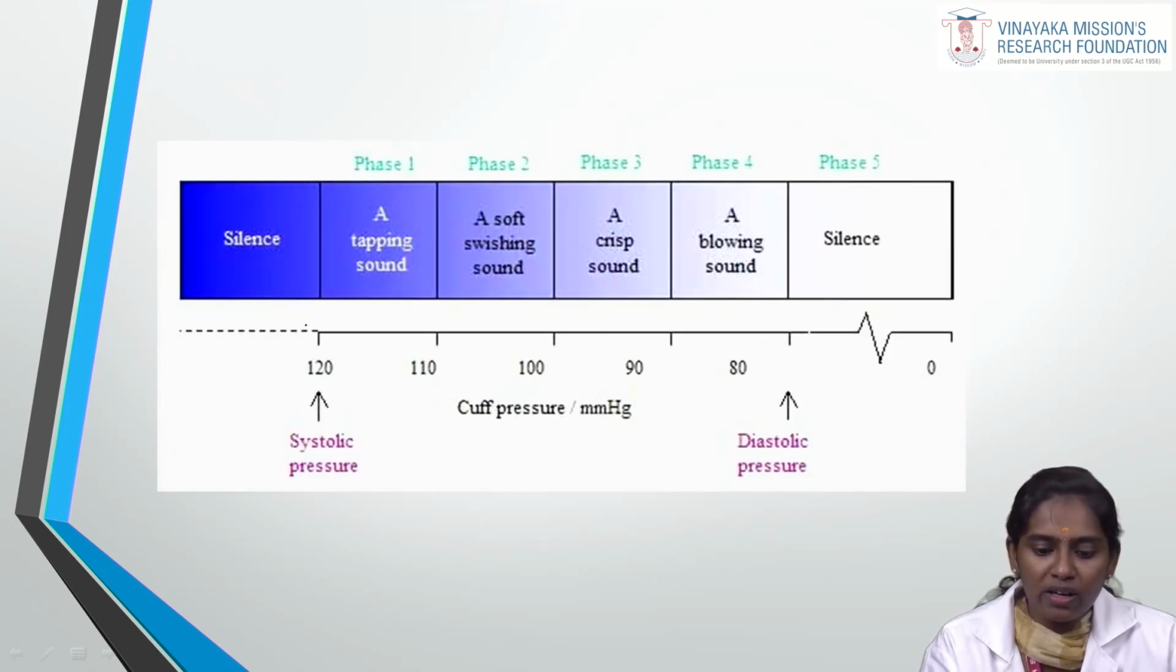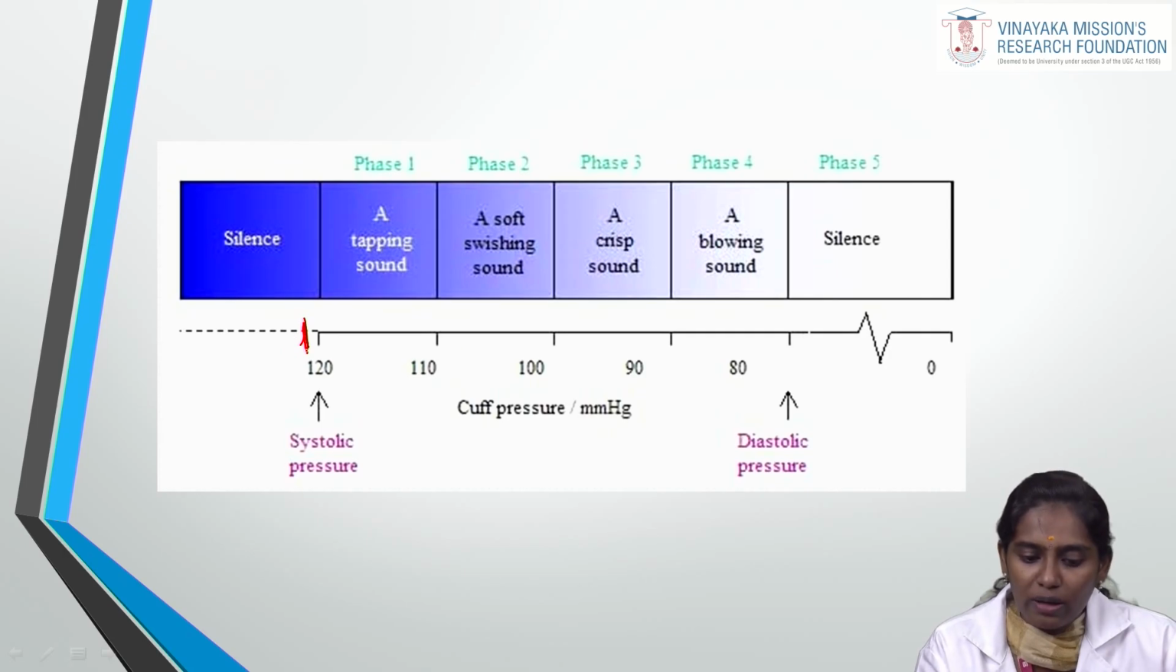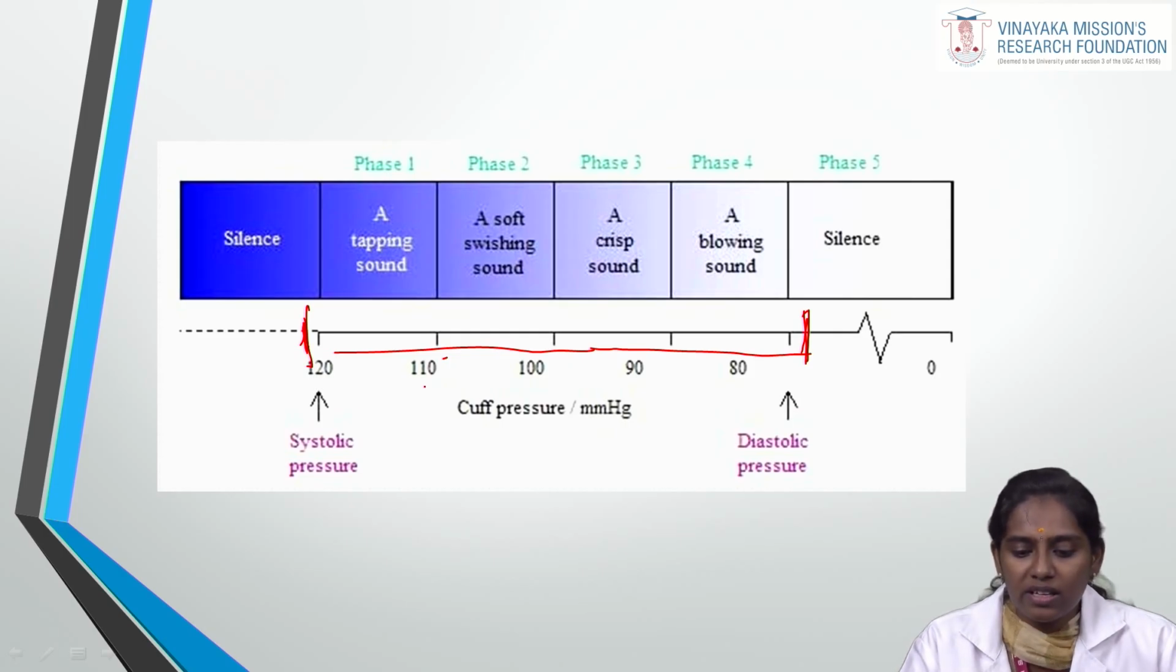Then this is the sound. For 120 you will be hearing your first sound and your sound will be reduced and you will travel across the sound. Then where your sound stops is the diastole. So 120 by 80 is your BP. So this is the recording sound.